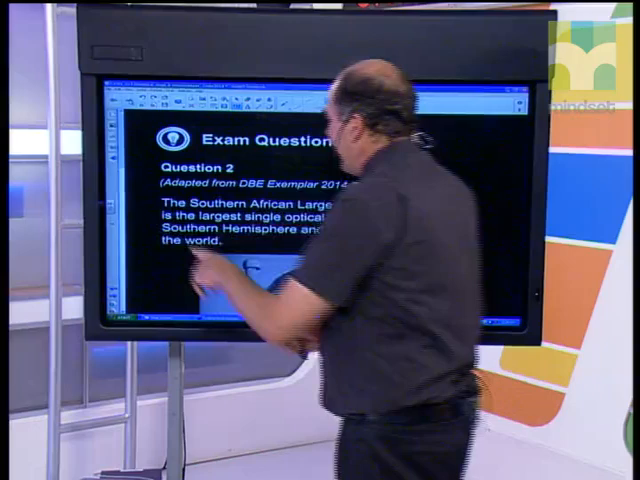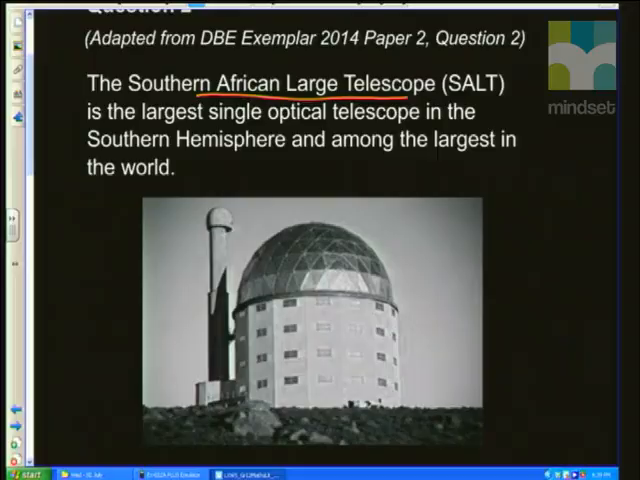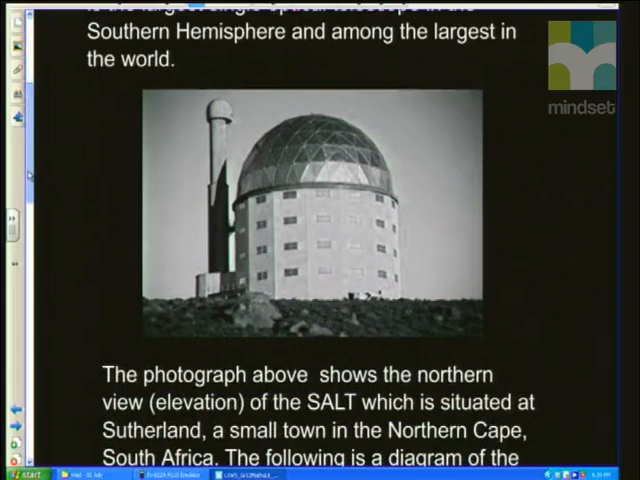Now, I really like this question because it's about the Southern African Large Telescope. Guys, this isn't a science lesson, even though I love science and I really enjoy astronomy, but this is a most amazing telescope built down in Sutherland, and we're at the leading edge of astronomy. I would encourage you to get an interest in astronomy. South Africa is the place to be if you're interested in astronomy.